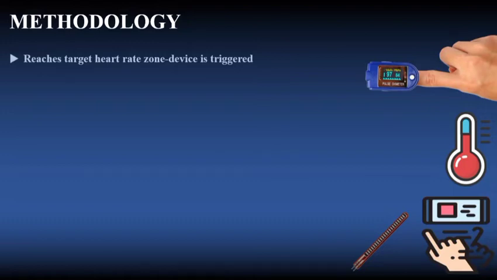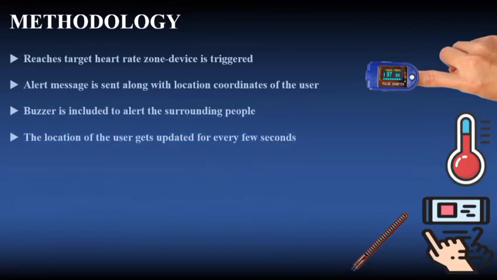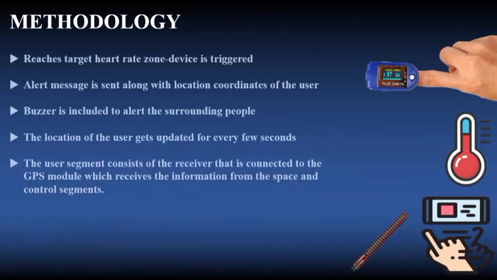So the methodology flows like this: when these sensors reach a certain threshold, the device will be triggered. An alert message will be sent along with location coordinates to the help centers and care centers nearby. A buzzer is included in the system when the device triggers, in order to alert the people around the victim. And the location details get updated every few seconds, so the help center people can track the victim easily.